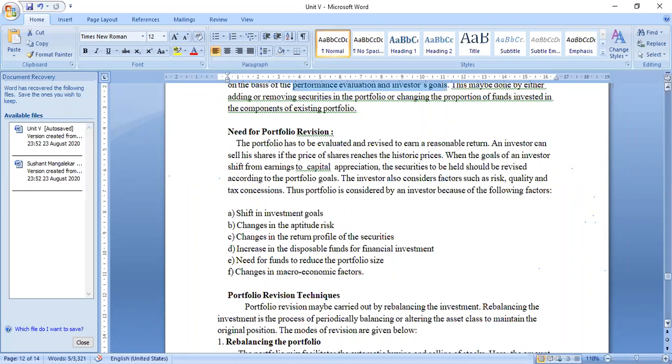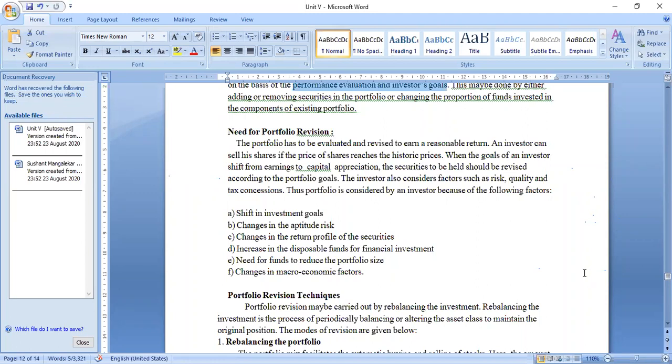For example, if you purchase the securities of Reliance company, let us say for rupees 1000, and it has jumped over that particular period so the selling price goes up to 5000, you are actually making 4000 profit for one security. That would be a historic price which is being reached, so you can make profit by selling. So there comes the point of portfolio revision.